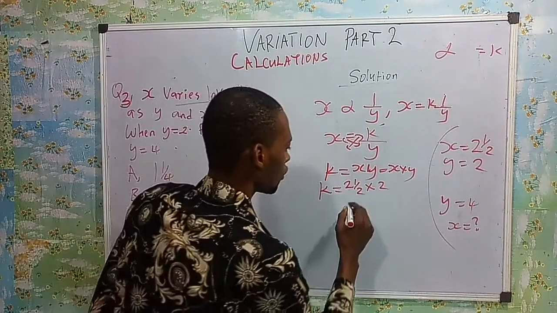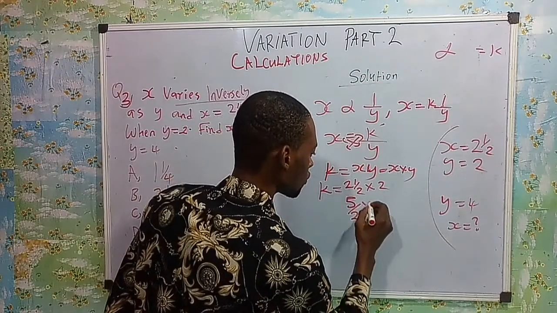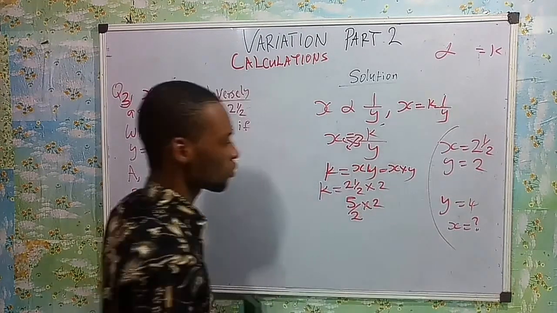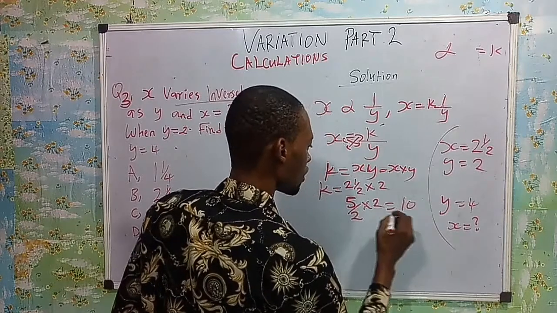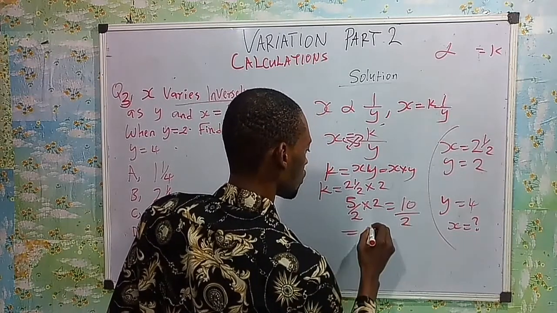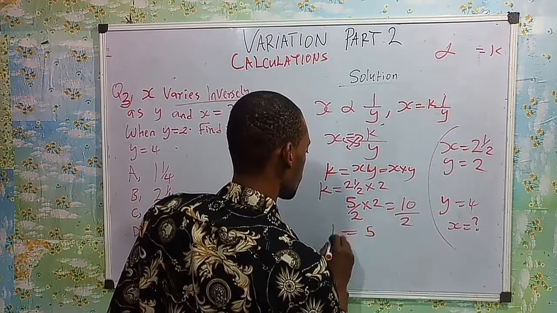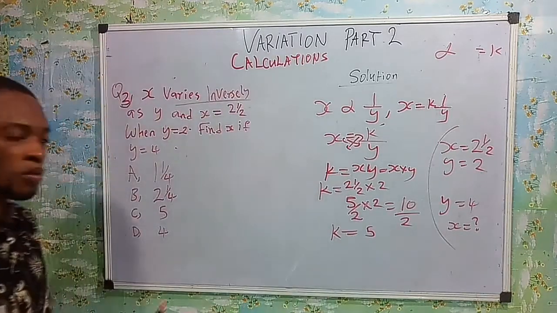So we now have 5 over 2 times 2. 5 times 2 is 10 over 2. 10 divided by 2 is 5. So k equals 5.